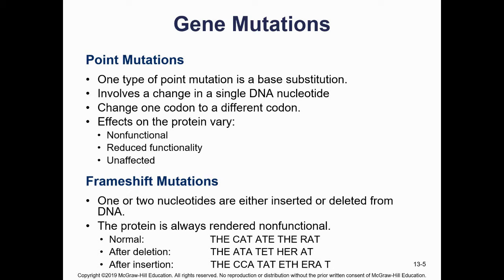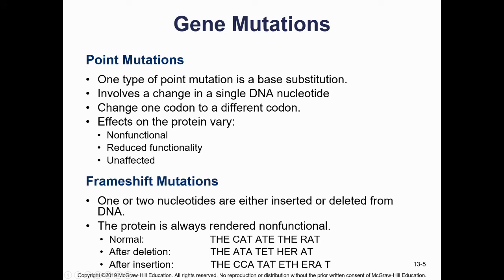So a frame shift means we move our reading frame. Our reading frame is typically three bases at a time, three of those nitrogenous bases, the codon. By inserting or deleting some, we shift the way we read that. As an example, think of our codons, those nitrogenous bases, as letters. Here is a set of triplets. We're going to use that as words. The cat ate the rat. So that would be our normal. These are codons that are in the correct order.